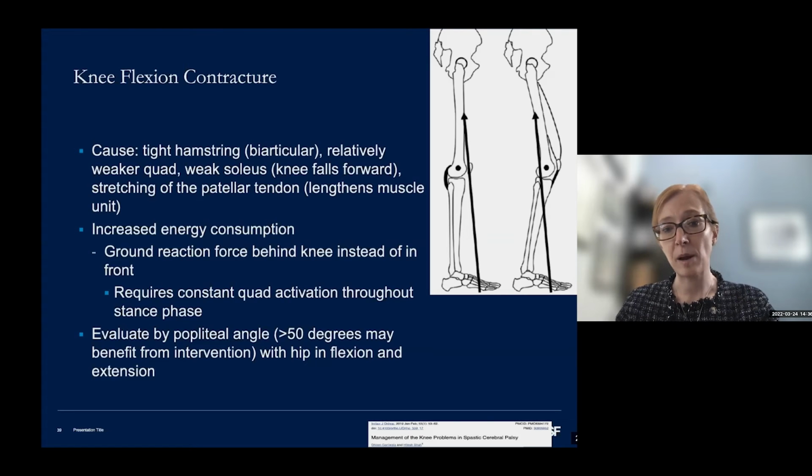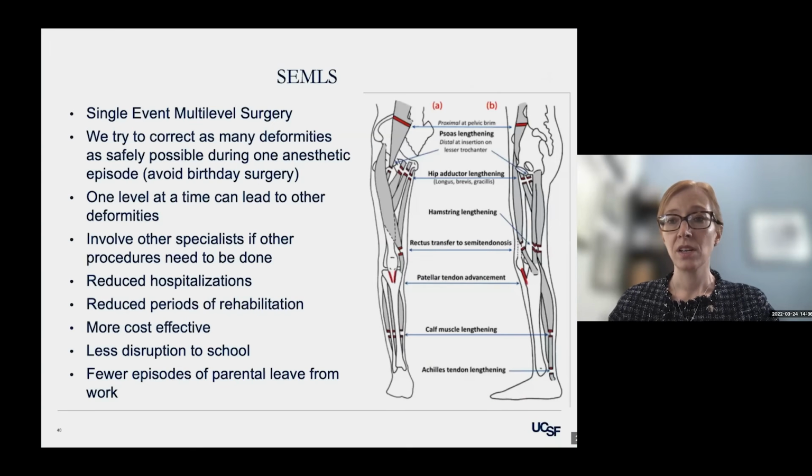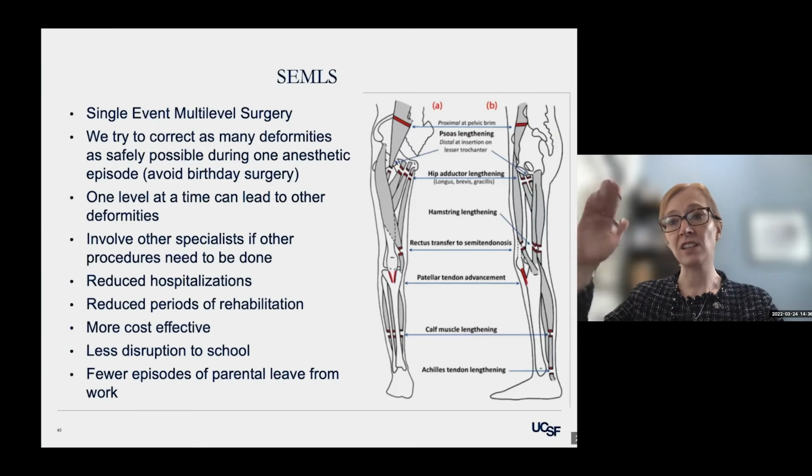We evaluate this by popliteal angle, or the angle that your thigh and your knee make. And this can give us a sense of whether or not hamstrings need to be released. Now, we talk about surgery at a lot of different levels.